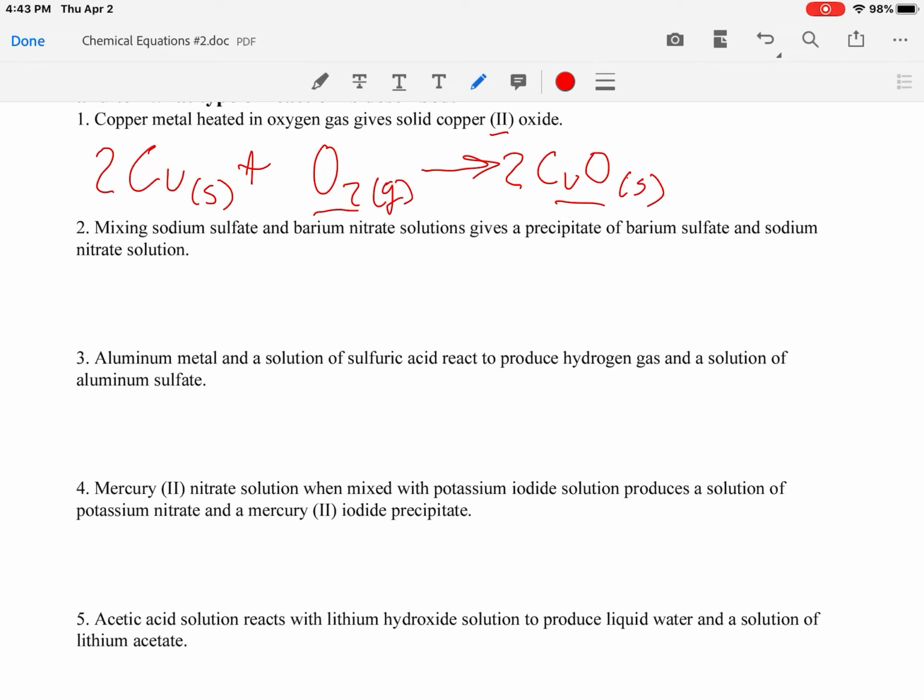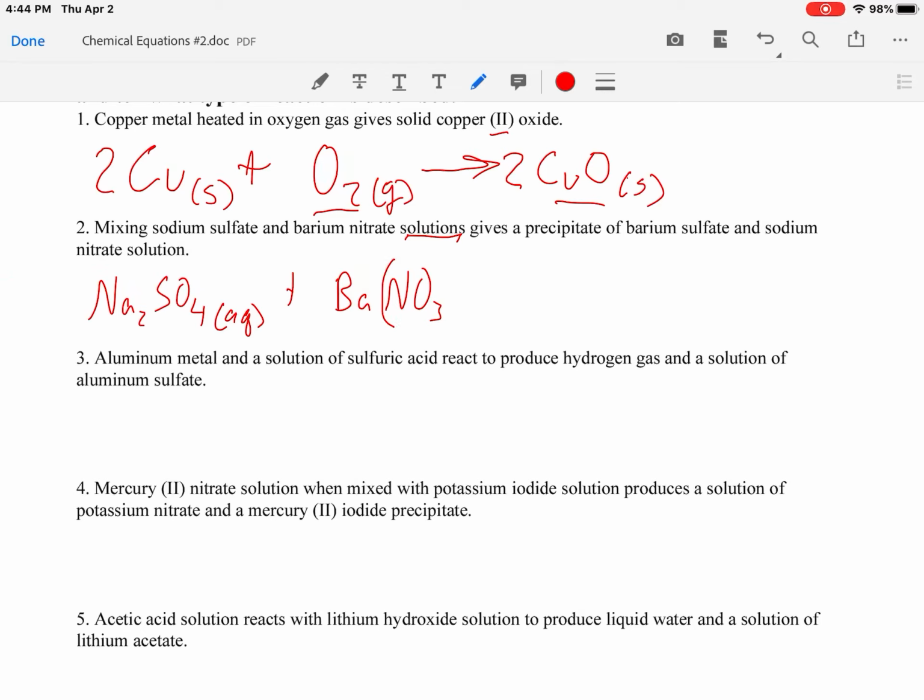Okay. Number 2 here, mixing sodium sulfate and barium nitrate solutions, right? So those are AQs. So sodium sulfate, Na2SO4, right? +1 for the sodium, and sulfate is a -2. And these are solutions, so that is an AQ. And barium is a +2. Nitrate, NO3, is a -1 charge.